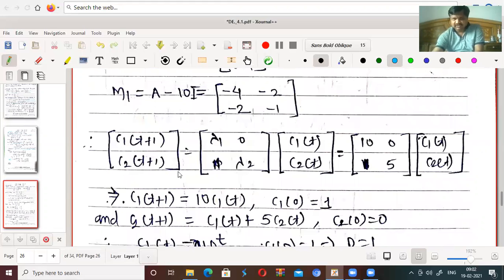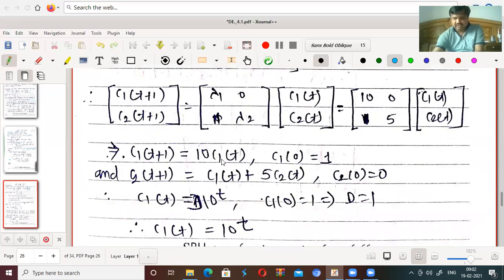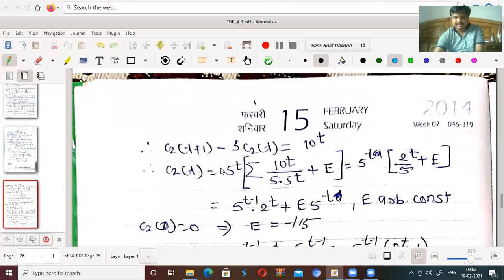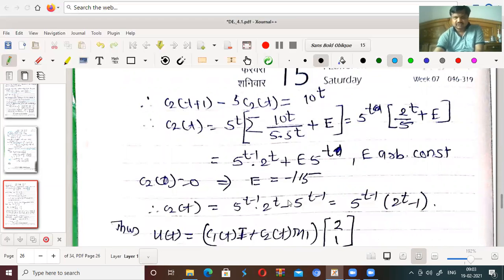Then C1 prime, C2 prime equal to the matrix with lambda 1, 0, 1, lambda 2, times C1 of t, C2 of t. You solve these two, and you get first order homogeneous equations. Use the conditions C1 at 0 equal to 1, C2 at 0 equal to 0. You solve them and get C1 of t equal to 10 to the power t, and C2 of t is something like this. As the second constant is 0, we obtain 5 to the power t minus 1 there.